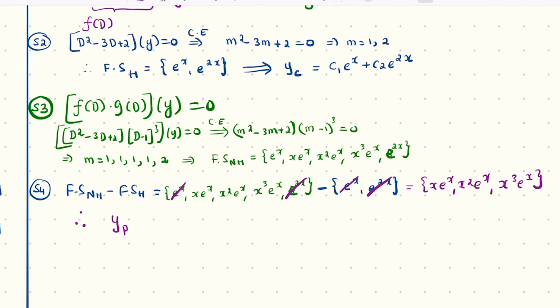And so therefore y_p is going to be a linear combination of all these three, which I'm going to call, if you don't mind, capital A, a constant, times x e^x, plus another constant B times x squared e^x, plus another constant C times x cubed e^x. There is nothing wrong in using alpha, beta, gamma, but we might as well use this one as well.